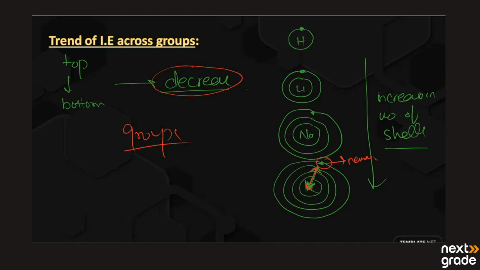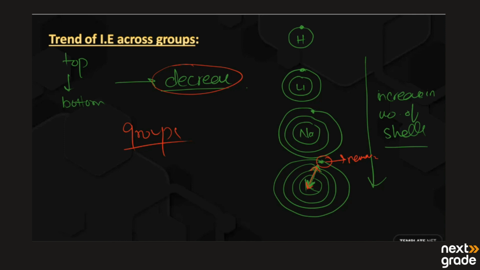I hope you guys understand the trend of ionization energy in groups as well as in periods, and what is meant by ionization, related to the different examples.